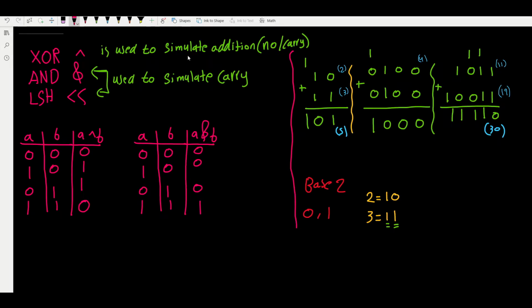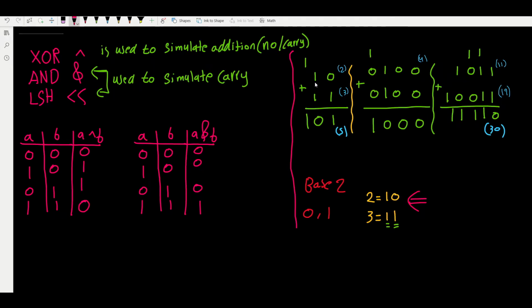Well, it is simulating addition. 0 plus 0 is 0, 1 plus 0 is 1, 0 plus 1 is 1, 1 plus 1 is, wait, 1 plus 1 is not 0, 1 plus 1 is 2. But remember, the 2 is equal to 10.